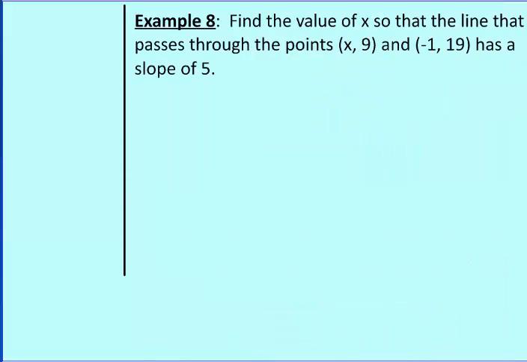Okay, one more quick example of how we can use our slope formula. So we're going to find the value of x so that the line that passes through the two given points, (x, 9) and (-1, 19), has a slope of 5. So I know what slope I want. I'm trying to find what this number has to be so that I get a slope of 5.